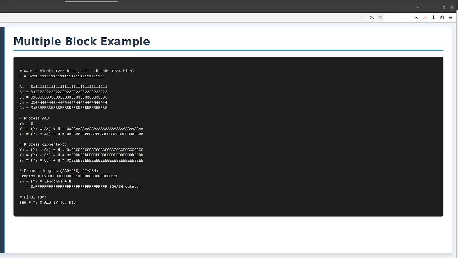Process lengths. AAD is 256 bits. Ciphertext is 384 bits. The lengths block is 0x00 ending with 180.